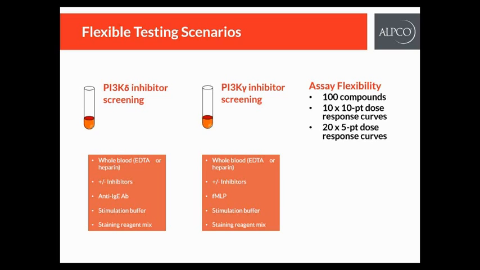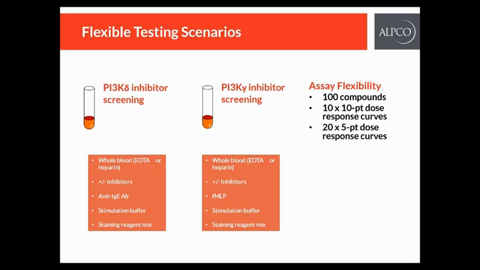This would allow you to visualize the ability of your inhibitors that you're screening and the way that they're actually inhibiting CD63 expression on these cells. And I'll get into some data to really explain to you how this is working. The same can be used for the gamma inhibitor screening. And again, when I mention assay flexibility, I'm referring to the ability to look at many compounds. You can take a compound library and look at the ability of these compounds to inhibit either the delta or gamma isoform of PI3 kinase.